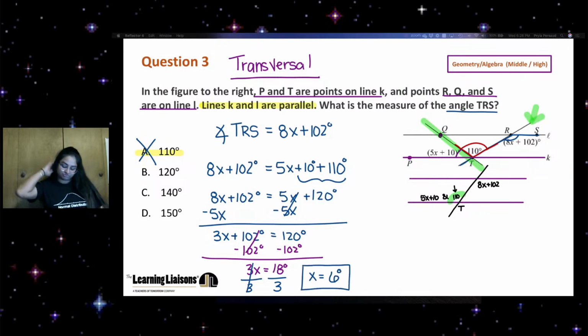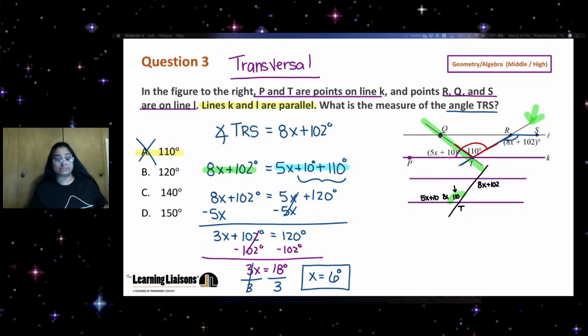Is that our answer? I know I boxed it. I have a bad habit of boxing. One, that's not our answer. But two, what do we need to do? Do I need to plug it back into the 5x plus 10, or do I need to plug it into the 8x plus 102? Well, here's the thing. If you decide that you want to use the 5x, you have to use the 5x plus 10 plus 110. You can't just use one or the other. You have to use it in combination. And if you want to use the other side, you would do the 8x plus 102.